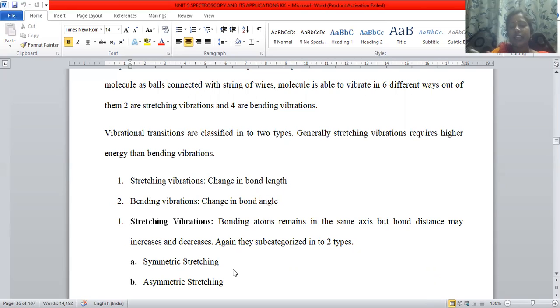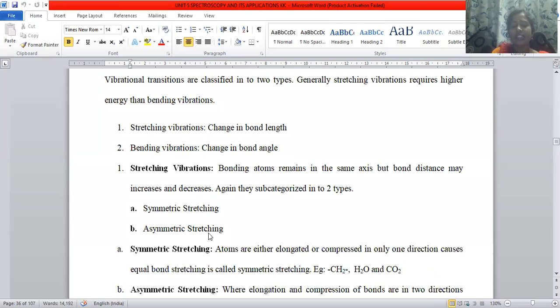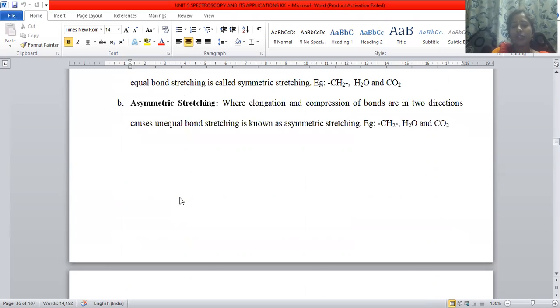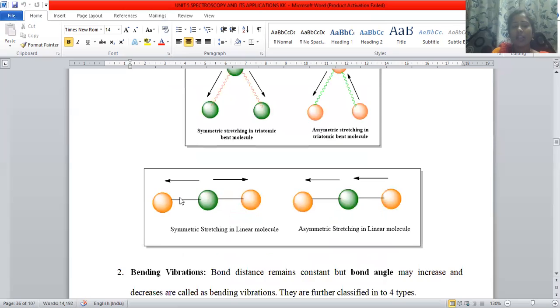Symmetric stretching means equal lengths of stretching are possible. We are able to elongate the bonds at the same time and we can shorten them. Asymmetric stretching stands for one of the bonds coming out while another bond is going inside, so that uneven bond lengths can be observed. Asymmetry is generated within the molecule. So this is about stretching.